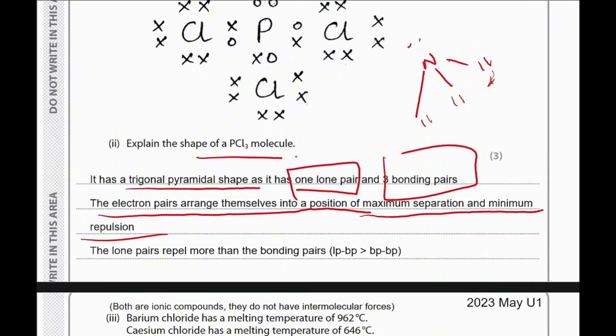And why did this all happen? Because of the presence of the lone pair, and since we know that lone pair-bond pair repulsion is greater than bond pair-bond pair repulsion, this is the reason they arrange themselves in a trigonal pyramidal shape.